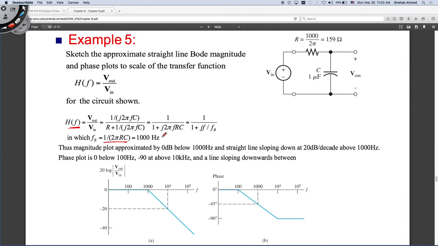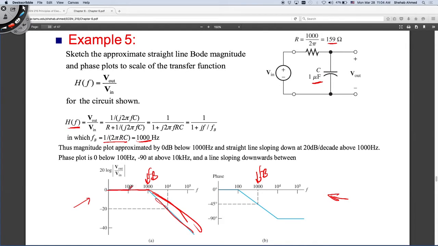So you should be able to go back to your circuit, take the values for the R and C that are given in the circuit, and calculate fb from 1 over 2 pi RC is equal to fb. fb is 1000 Hertz. You know that the low pass filter transfer function will look like this. If you go back to the magnitude plot and phase plot that we derived before for the low pass filter.